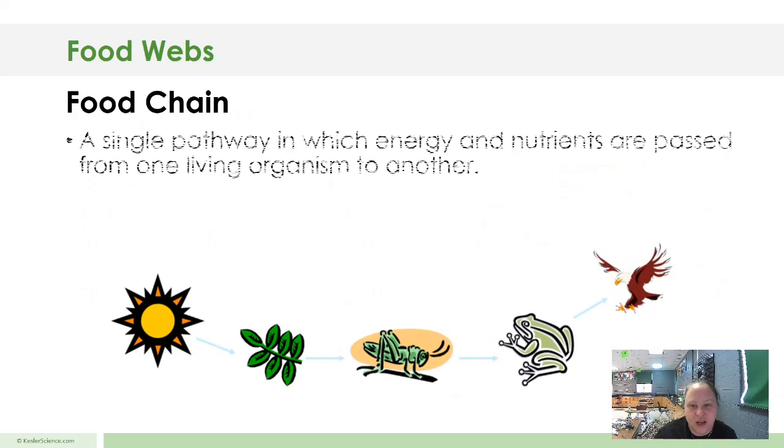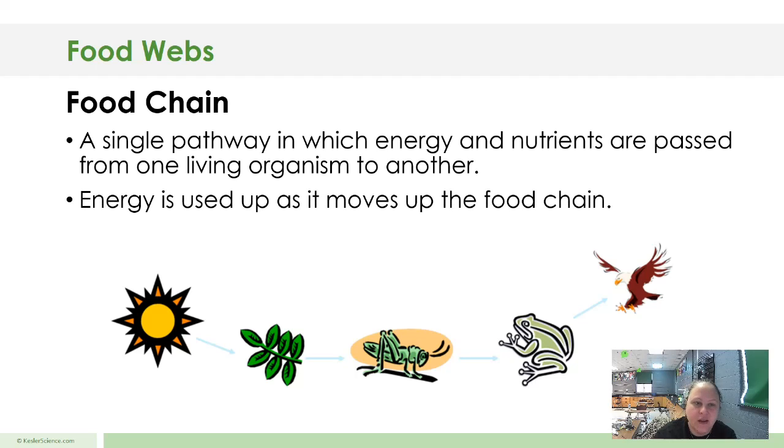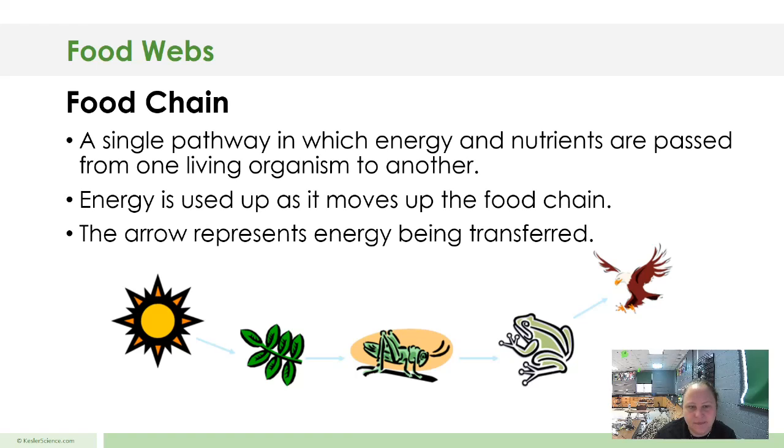So food chains are a single pathway in which energy and nutrients are passed from one living thing to another, one living organism to another. Energy is used up as it moves through the food chain. The arrow represents the energy being transferred.